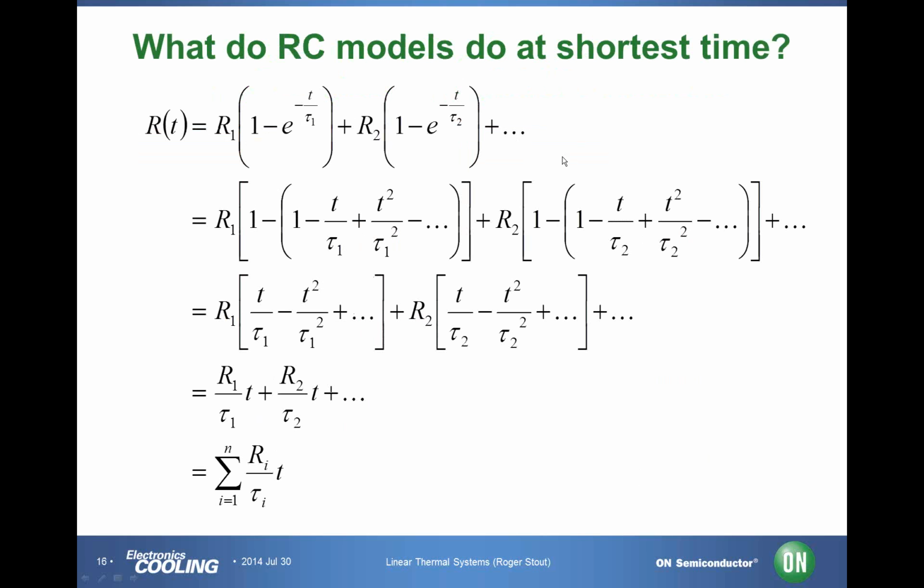Another question to quickly answer is, if every ladder that we analyze is comprised of R's and C's, what's the response at the shortest time? I've just done the Taylor series expansion here to show that when you have a whole accumulation of rungs in a Foster network, what you end up with is a step response function that is a constant proportionality times time. So these RC networks always fall off linearly with time when the time gets short enough, meaning something lower than the shortest time constant in the system.